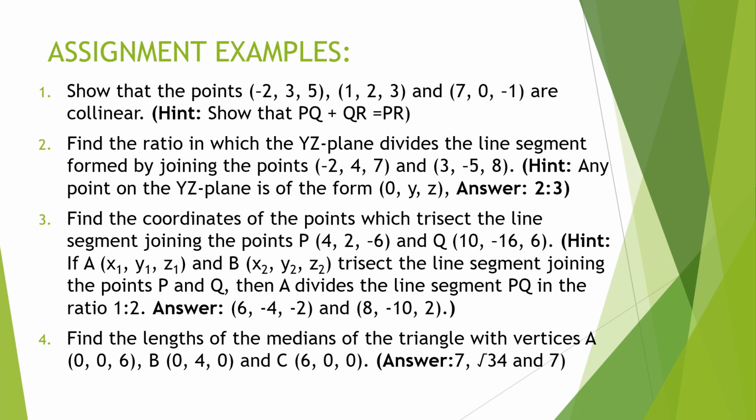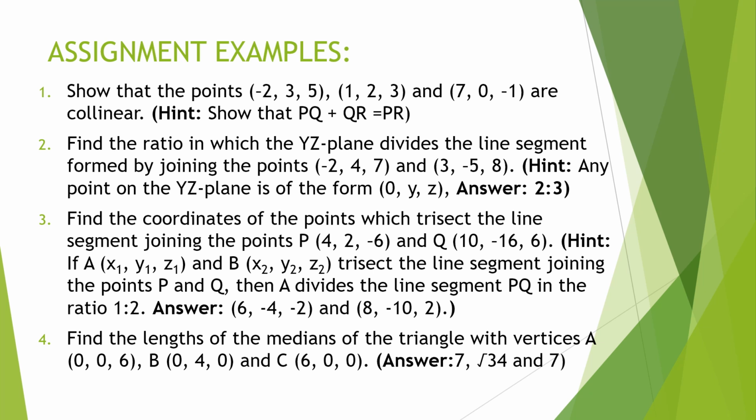Third one, find the coordinates of the points which trisect the line segment joining the points P(4, 2, -6) and Q(10, -16, 6). What is the hint? If you have 2 points, trisect the line segment joining them. Trisect means it divides into 3 equal parts. So what will be the ratio? For the first point, the ratio will be 1:2, and for the second point, 2:1. So the coordinates which you will obtain are (6, -4, -2) and (8, -10, 2).